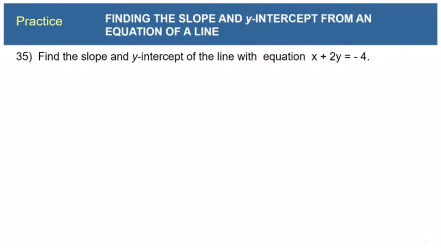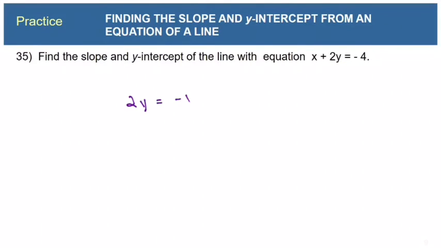Here is a practice one for you from the homework, very similar. The instructions say find the slope and y-intercept of the line with the equation x plus 2y equals negative 4. Pause the video and try this one on your own, and then we'll go through it together. Okay, here we go. So to see the slope and the y-intercept, we will need to solve this equation for y. So we want to isolate the y.